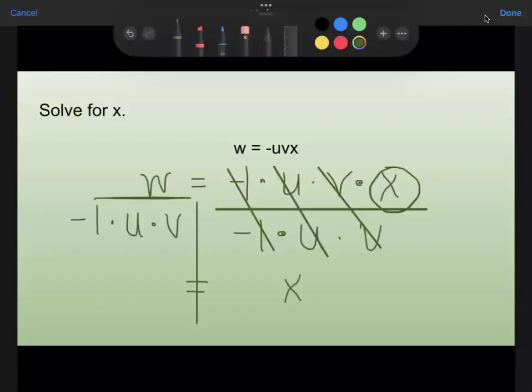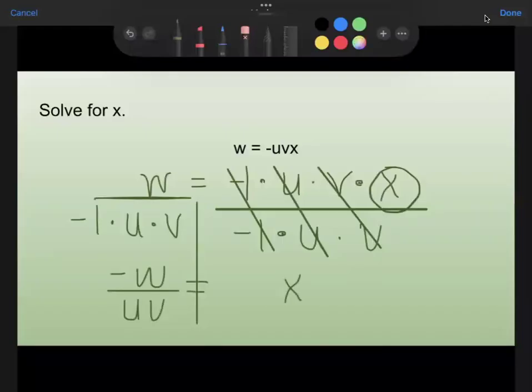And then what we're left with is what we have on the left. W divided by -1 times U times V. Now we know that anything divided by -1 is the negative version of that number. So we're going to simplify that part and rewrite it as just -w on top of u v, because that's what's left at the bottom.